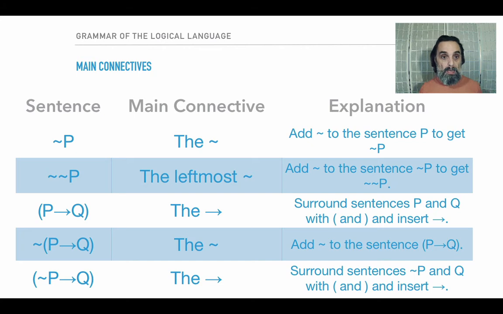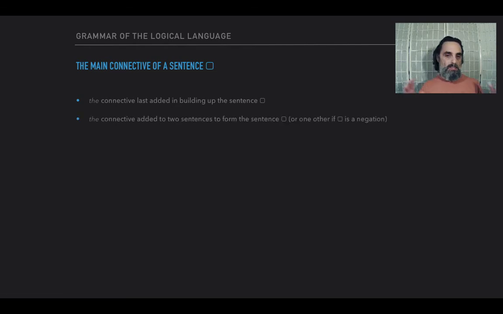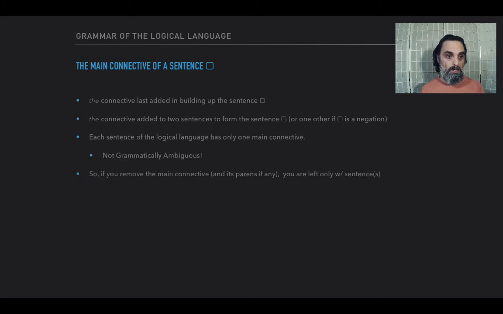So what's the main connective of a sentence? It's the connective that's added last in building the sentence, call it box. So it's the connective that we add to one or two other sentences. If the connective is a conditional, then it's what we added to two other sentences to build box. If it's a negation, it's what we added to one other sentence to build box, if box is a negation.